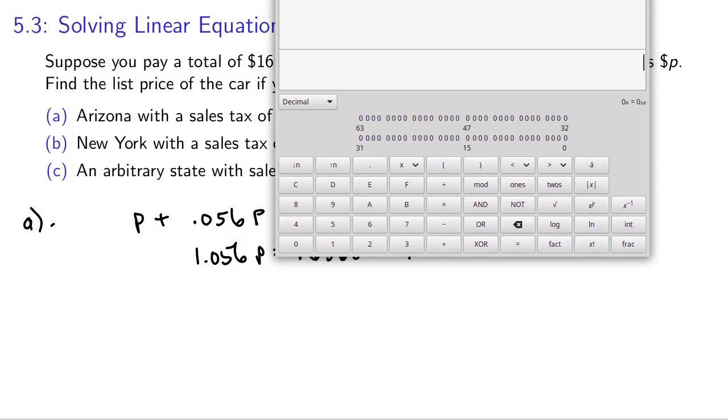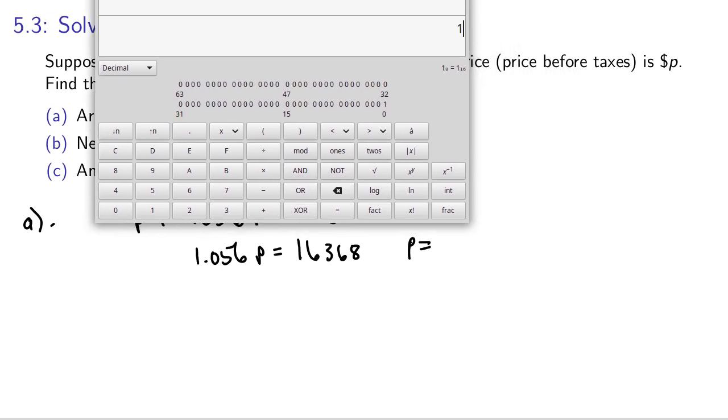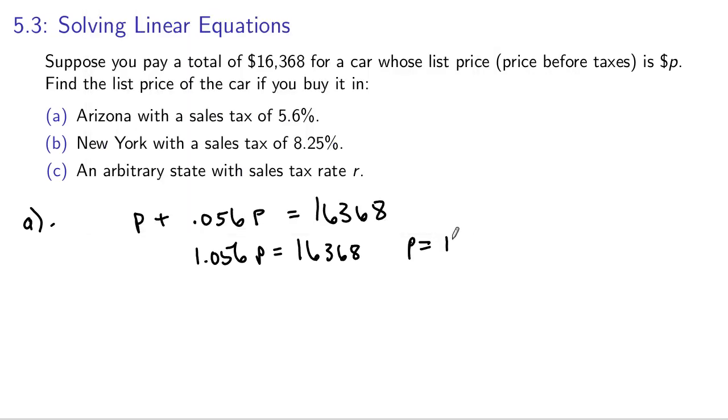So we would have 16,368 divided by 1.056 and get $15,500 was the list price. Okay. B, New York, which has a sales tax of 8.25%.